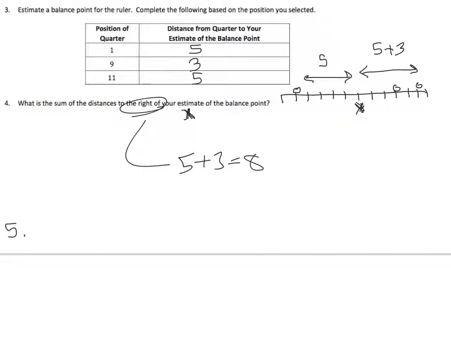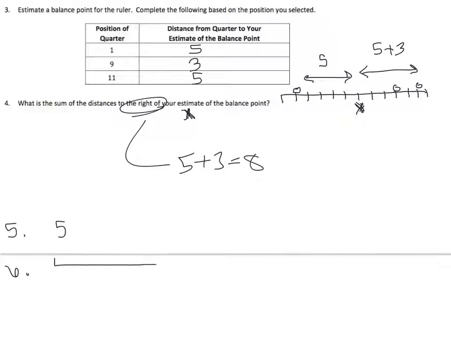Did I say differences earlier? I hope not. What is the sum of the distances to the left of your estimate of the balance point? So the left side was just plain old 5. Do you need to adjust the position of your balance point? That's number 6. Do you need to adjust the position of your balance point?